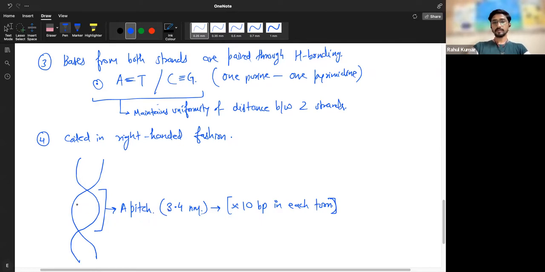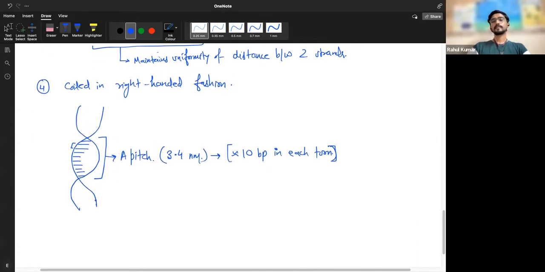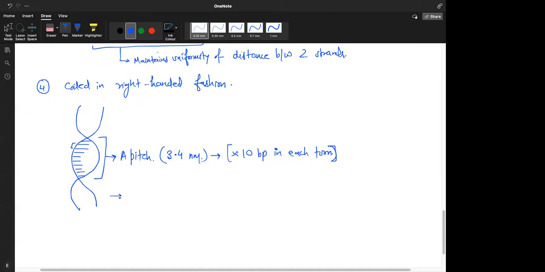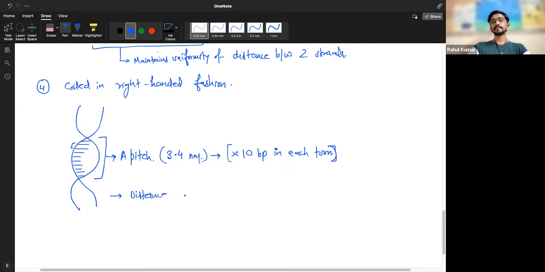So if this distance is 3.4 nanometers, and it has 10 base pairs in each turn, we can figure this out: there is 1, 2, 3, 4, 5, 6, 7, 8, 9, 10 in each. So what will be the distance between two bases? Can you tell me roughly? 0.34 nanometers. Yes, correct. So write down, distance between two base pairs is 0.34 nanometer.